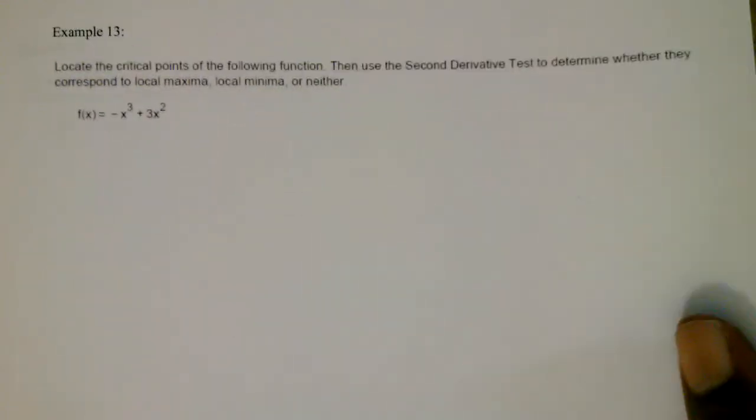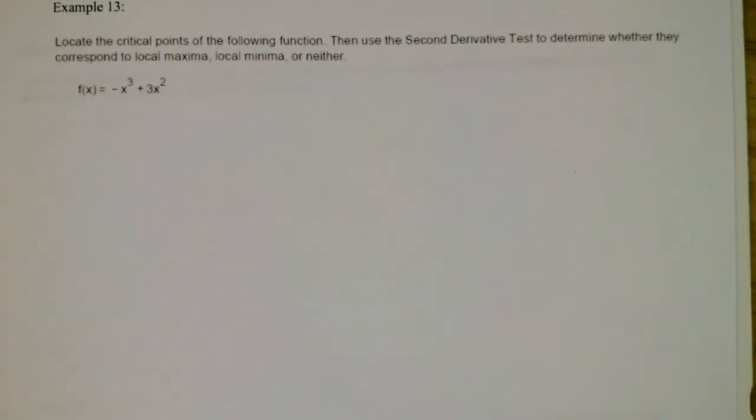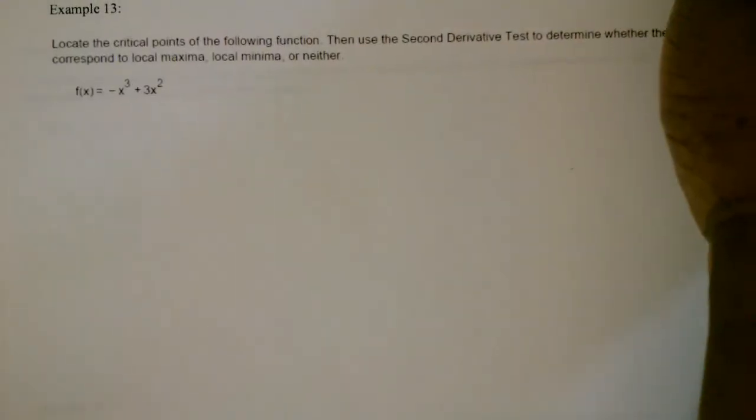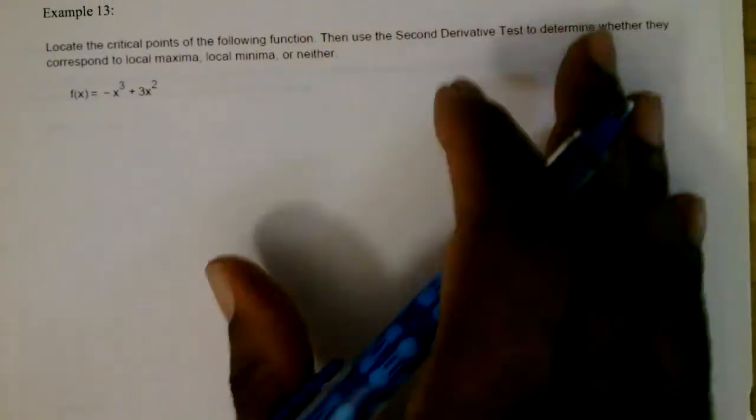Now let's look at this example. Locate the critical points on the following function and then use the second derivative test to determine whether they correspond to a local maxima, local minima, or neither. And in this case, we got f of x is equal to negative x cubed plus 3x squared. So in this case here, we need to take the first derivative to find out what our critical points are going to be.